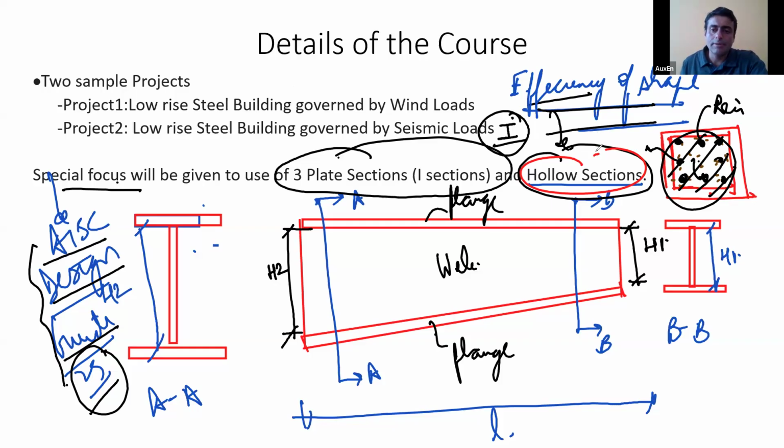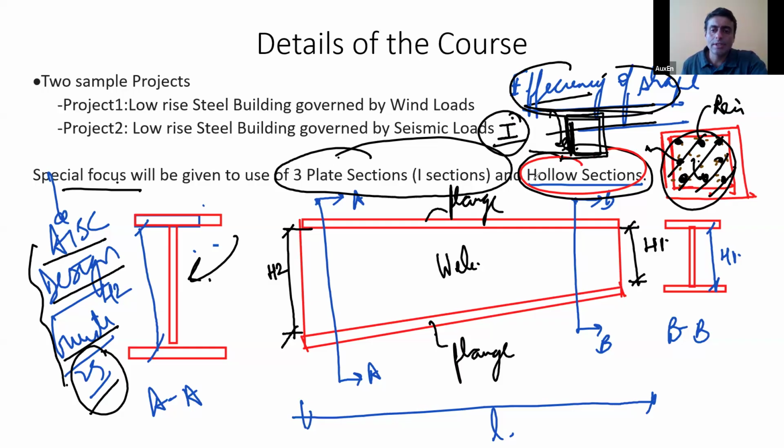All those types of failures which are a problem in open sections like I sections, problems like lateral torsional buckling or torsional buckling or local flange buckling, local web buckling, these types of failures are avoided in hollow sections because of their shape. So because of the efficiency of the shape, you are able to avoid a lot of the structural failures which are otherwise seen in open sections like I sections. So efficiency of shape is very important when it comes to hollow sections.